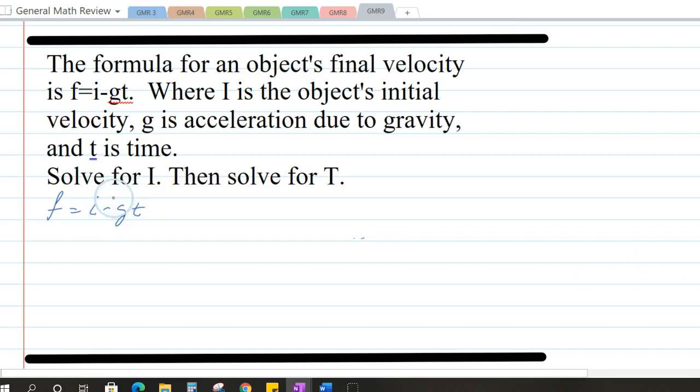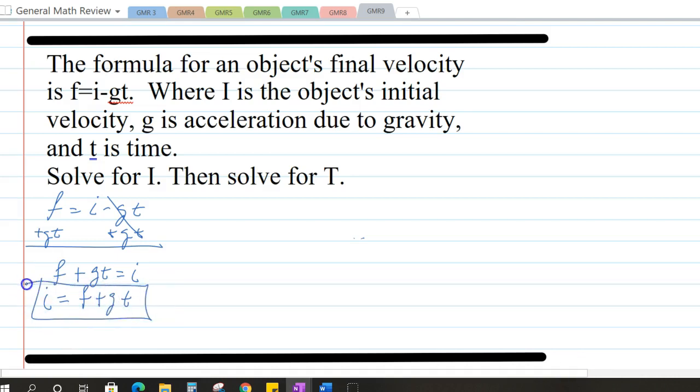I look at what's happening to the I. The I is being subtracted by gt. So I simply do the opposite. I add gt to both sides. What you do to one side, you do to the other. These cancel out, and that leaves you with I is equal to F plus gt. Now, normally we want the I in the front, or whatever variable we're solving for in the front, so I simply rewrite it backwards. I write the I first, the equal sign, then F plus gt. We always box or circle our answer.